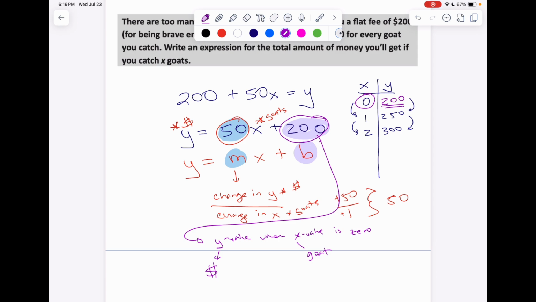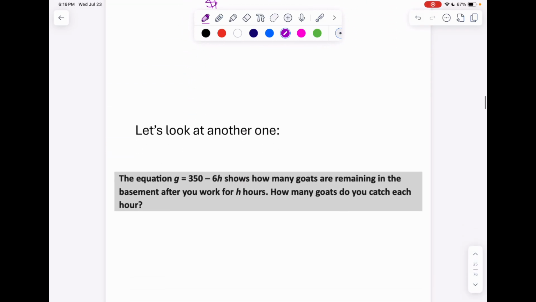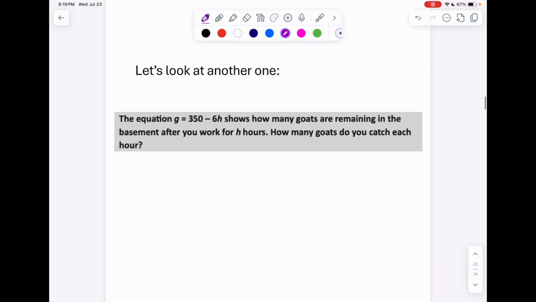So when we see a problem like this, we can think about it in that way. Now, let's look at another version of a linear equation in slope-intercept form, y equals mx plus b form. Let's see if we can look at this equation and see all the pieces, y equals mx plus b.